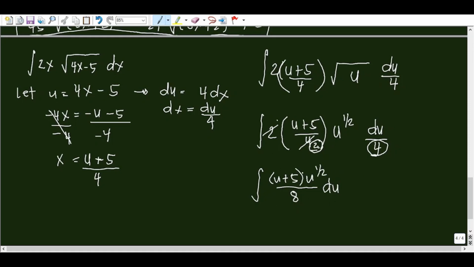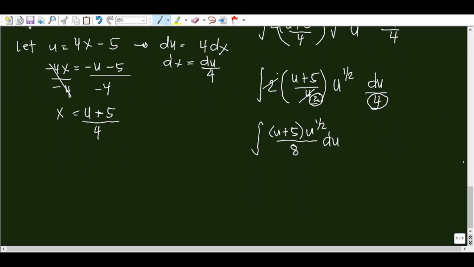Ilalabas ko ngayon yung constant na 1 over 8. It's your choice kung ilalabas ninyo or hindi. But I think, kapag ilalabas ko, mahihilo kayo mamaya. So, ganito na lang siya. Then, I'm going to distribute u kay u raised to 1/2. So, that is the integral of u raised to 1 times u raised to 1/2 is u raised to 3/2 plus 5 times u raised to 1/2, 5u^(1/2) over 8 du.